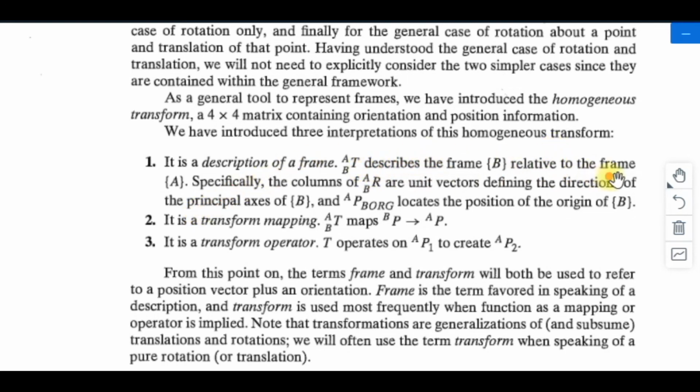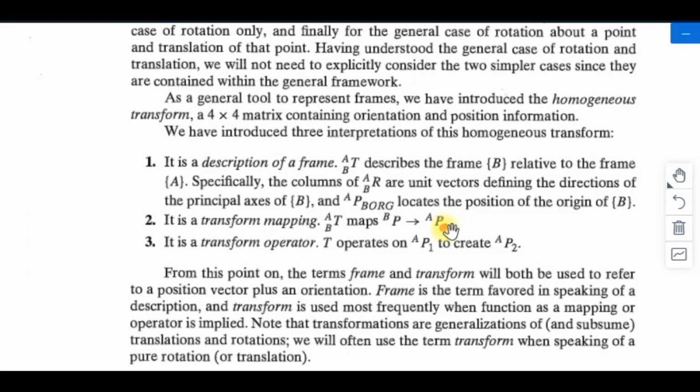So A T B is over. The columns are the unit vectors defining the direction of the principal axes of B, and A P B origin is the position of the origin of B. So for transformational mapping, A T B basically maps B P to A P.